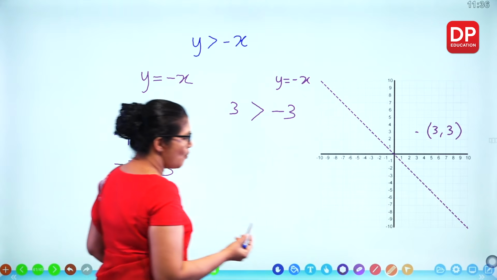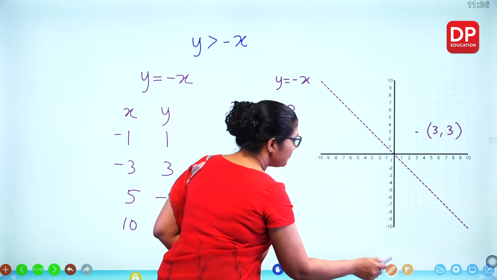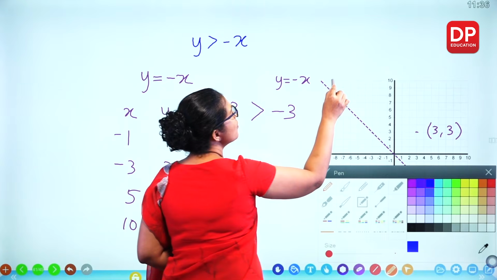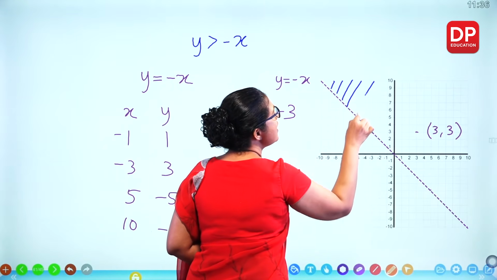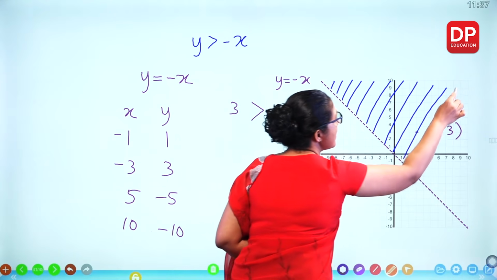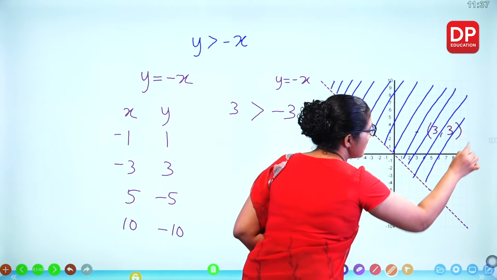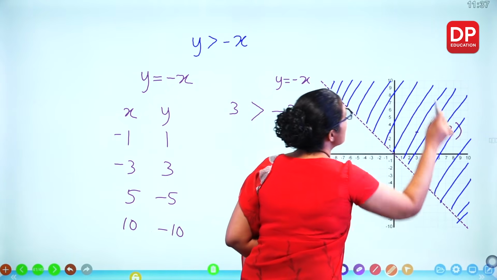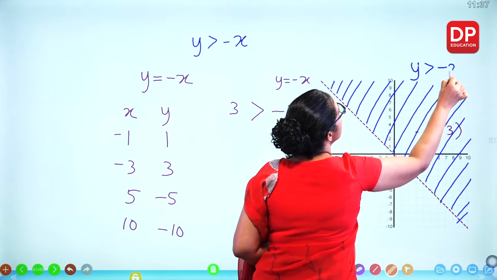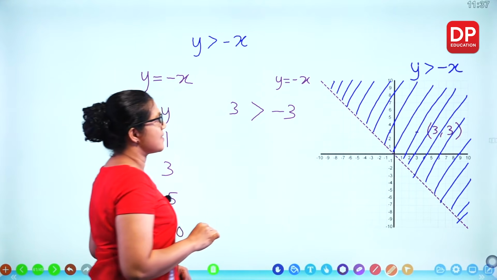So here we can mark it with another color. We'll put blue. So I can mark the region that satisfies this side is this one. So what's the region? y greater than -x.